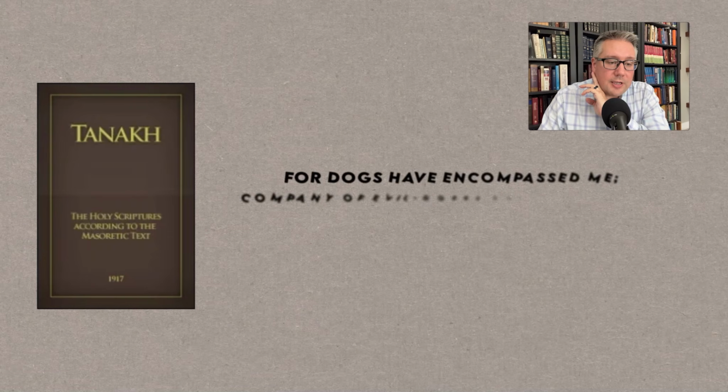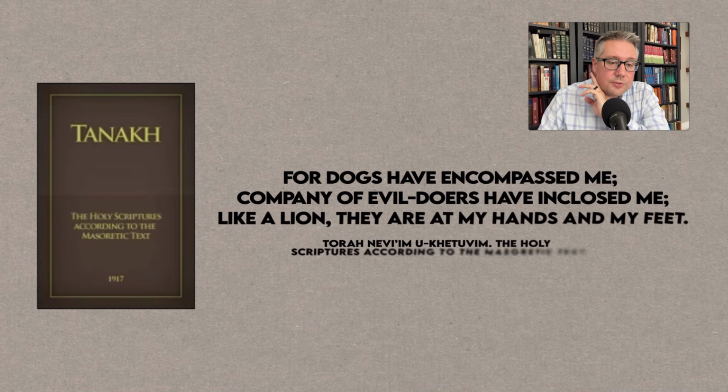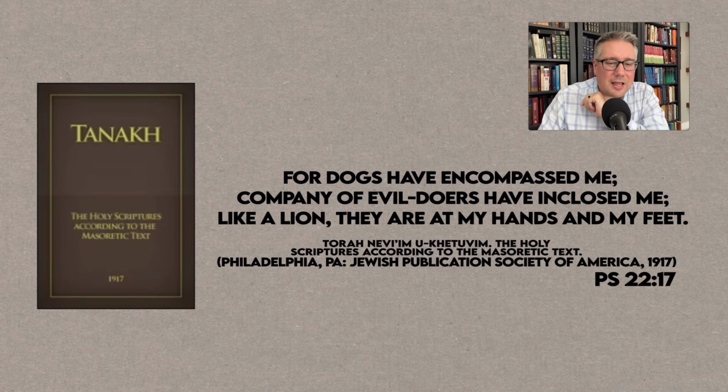Now, if you have the JPS edition, it reads like this. So here's an example of one of the rare times where it seems like the King James Version follows the Septuagint against the Masoretic text. The Masoretic text reads like this. This is from the JPS edition. "For dogs have encompassed me. A company of evildoers have enclosed me. Like a lion, they are at my hands and my feet."